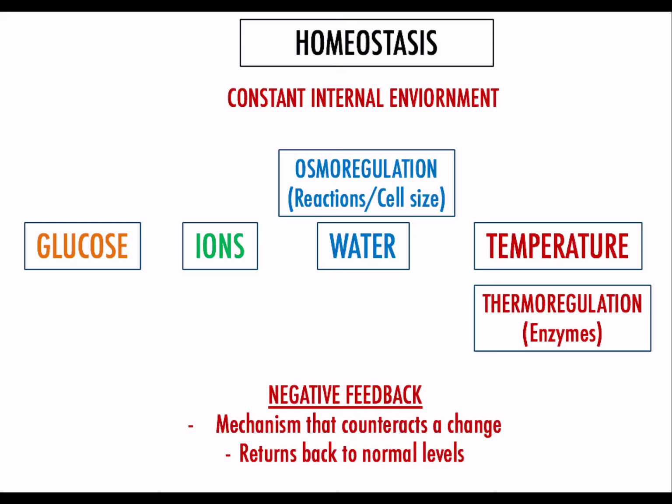However, if water levels go a bit too high, then our cells can actually expand and burst, and if water levels go too low, our cells can shrivel up. So we want to make sure that that's maintained. Temperature, again, really important for our enzymes. If temperature goes too high, our enzymes get denatured, which means really important chemical reactions can't take place anymore. And again, if it gets too low, it'll be too slow for the enzymes to work. Now, temperature maintaining is called thermal regulation.